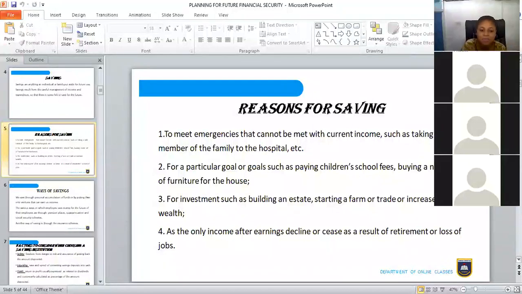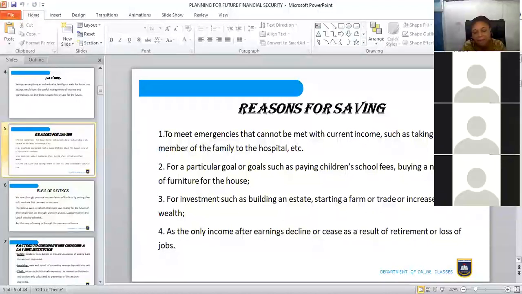And then two, we can also save for a particular goal or goals, such as paying children's school fees, buying a house or buying land, buying furniture, any expensive item; you can plan and then save towards it. For instance, as a food and nutrition student, you can plan towards buying a bigger oven and a deep freezer. So as you are in school, the little money you are given, right from first year you start saving some because you have a goal in mind that before I complete SHS, I need to have my own oven that I will be using to do a little business whilst I wait for my results. So that is also a reason why you can save.